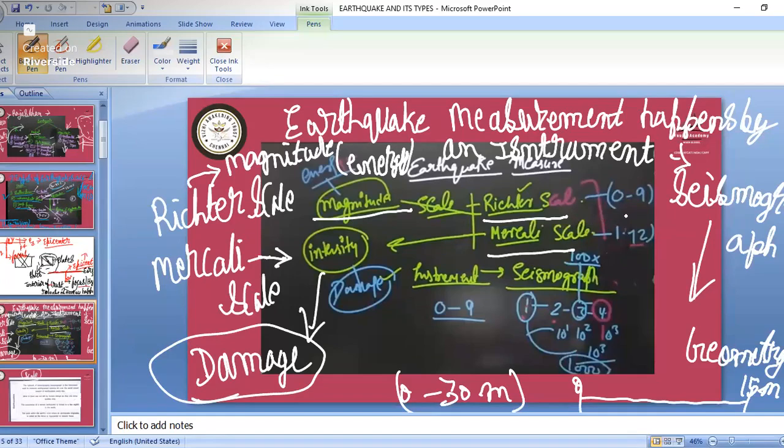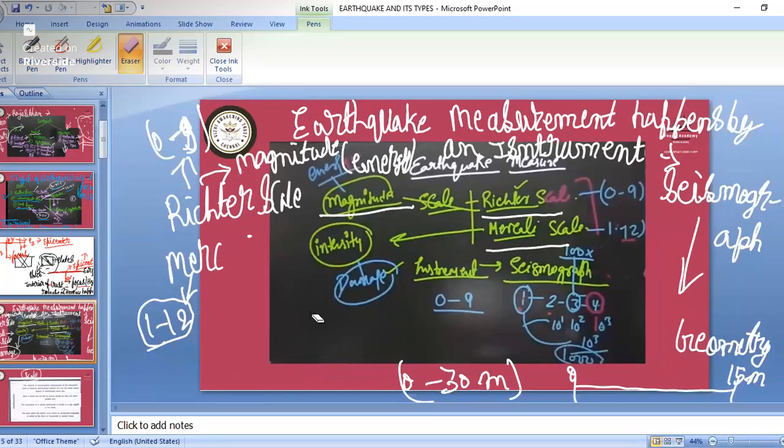So what is being represented from 0 to 9 is on the Richter scale. On the Richter scale it is represented from 0 to 9, and on the Mercalli scale the damage is represented from 1 to 12. So remember this particular point: from 1 to 12.